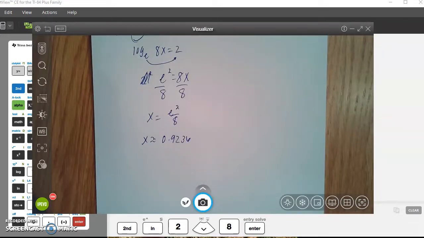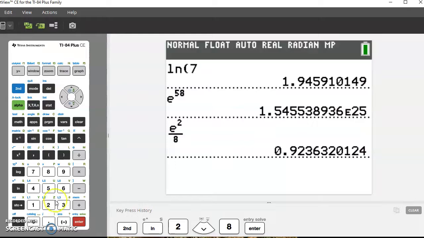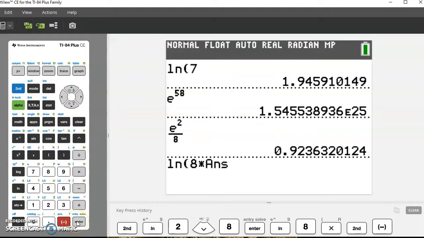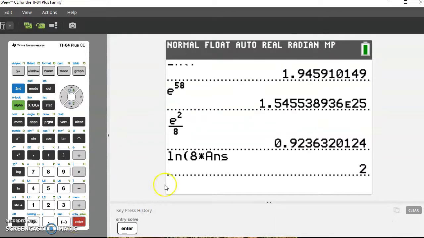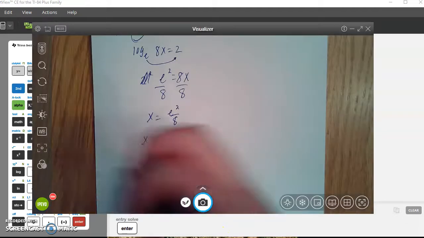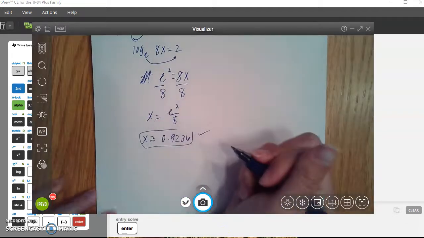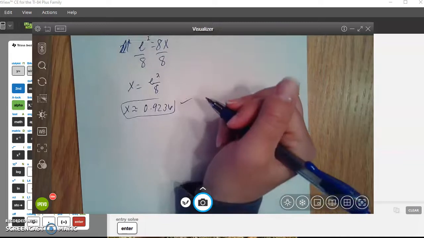As you are solving with natural logs or logs, you still need to make sure you're rounding to 4 decimal places. So if I were to plug this back into my calculator, I would do natural log of 8 times my last answer. So you'll do second negative sign, and I need this to equal 2 because that's what my equation says, which it does equal 2. So we know that answer did in fact work because I checked it in my calculator.